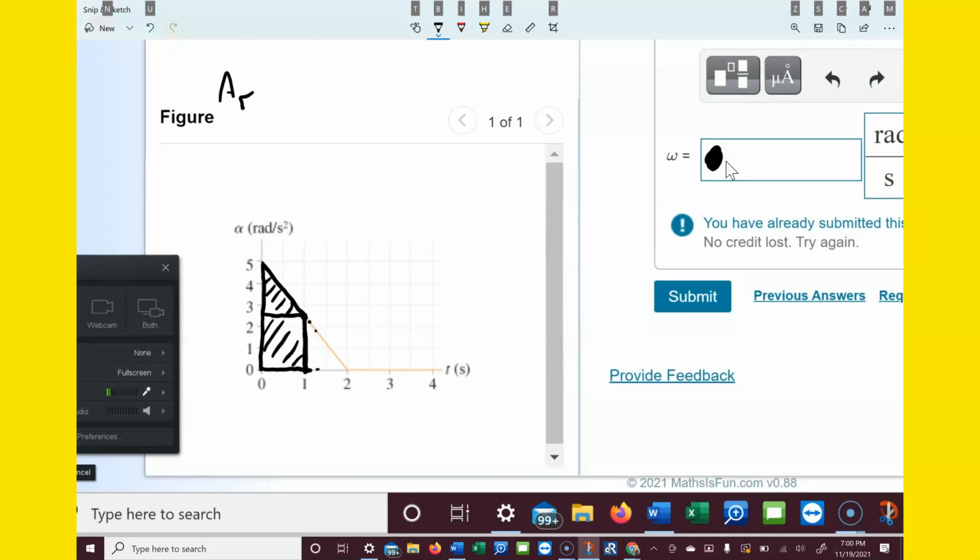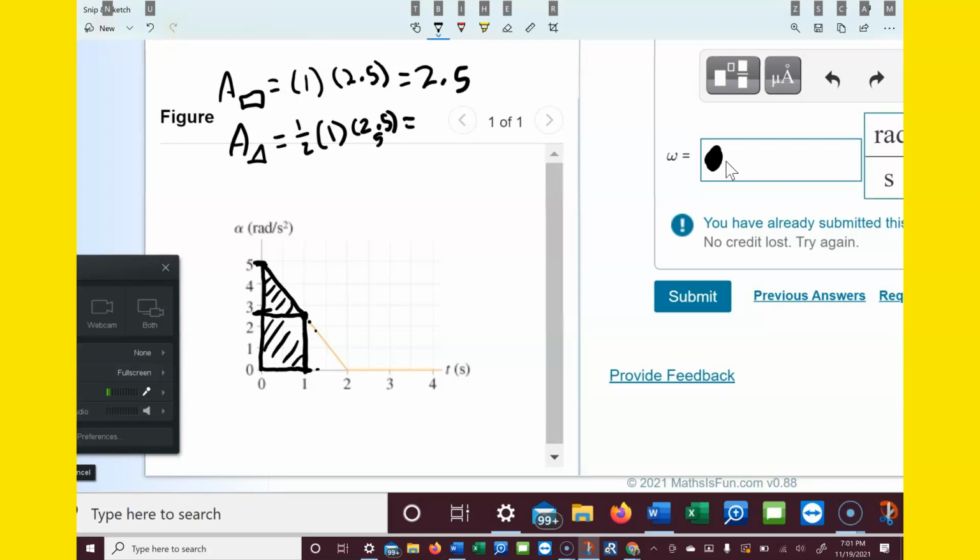So the area of that rectangle, see, that's what's hard because it's not right on a number. I think we call the length 1, and the height here is 2.5, I think. So that's 2.5. And then the area of the triangle is 1/2 times the base, which is 1, times the height, which is, if we start here and go to here, from 2.5 to 5, that's 2.5. 2.5 is the same thing as 5/2. So that's going to be 5/4. Or we could say 5/4 is 1.25.